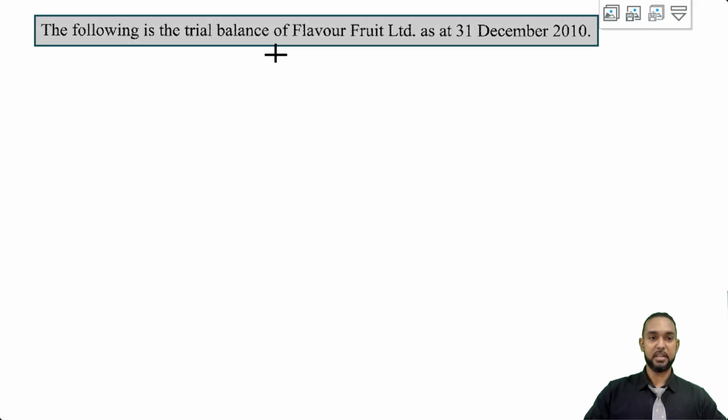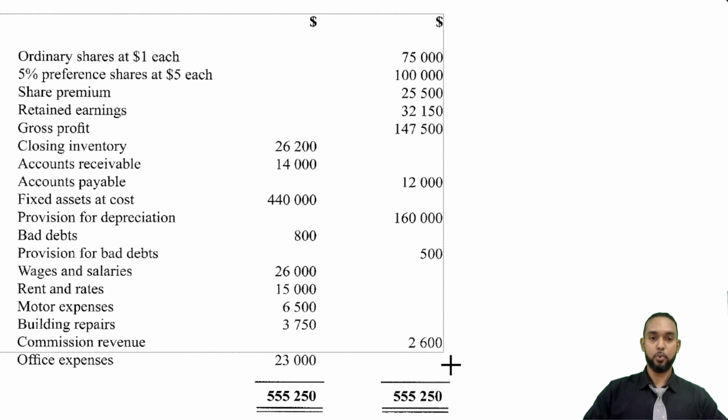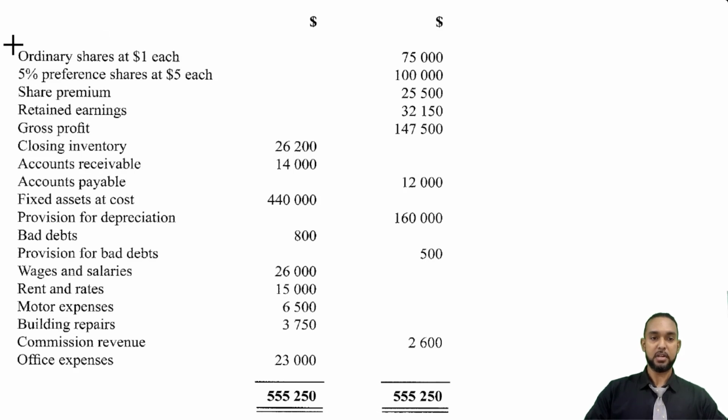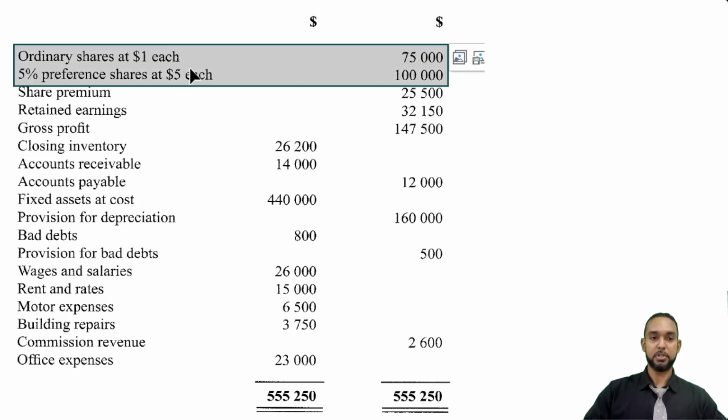Okay, so it says that the following is the trial balance of Flavor Fruit Limited as at the 31st of December 2010. So we are given a trial balance here. We have a debit column and a credit column. So this starts us off with ordinary and preference shares. Ordinary shares at $1 each. The total dollar value is $75,000.